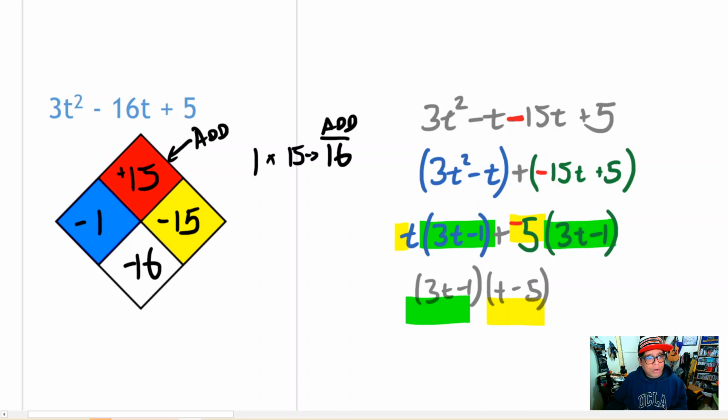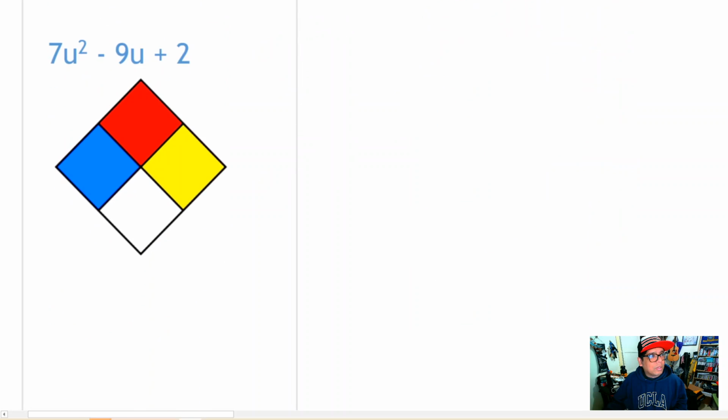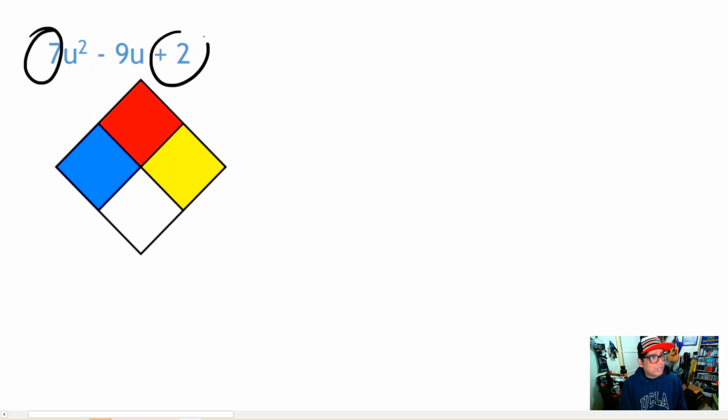Let's do more factoring. Nothing but factoring. 7u squared minus 9u plus 2. I notice I see a plus 7 in the front. So we're going to do 7 times 2 is positive 14.